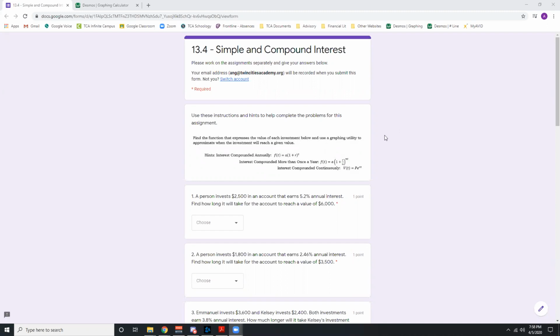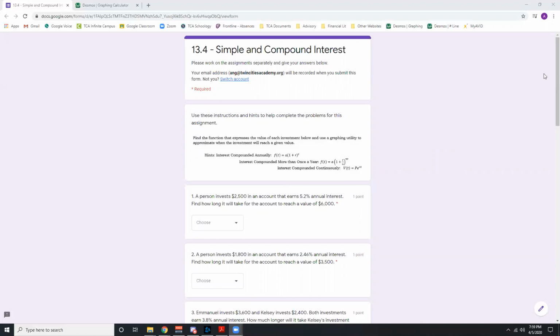So I've got 3 hints here. Interest compounded annually, so that's 1 time a year. That's going to be this top one. Interest compounded more than once a year is this middle one. And then interest compounded continuously. Whenever I see continuously, I'm going to use this bottom one here. This is called PERT, P times e to the rt.